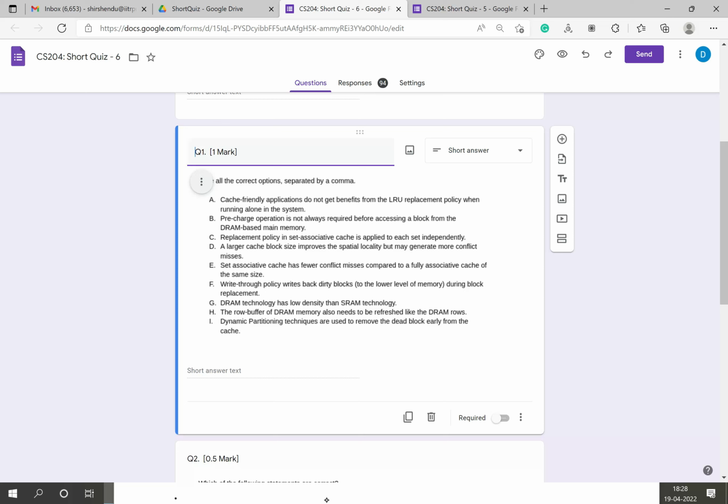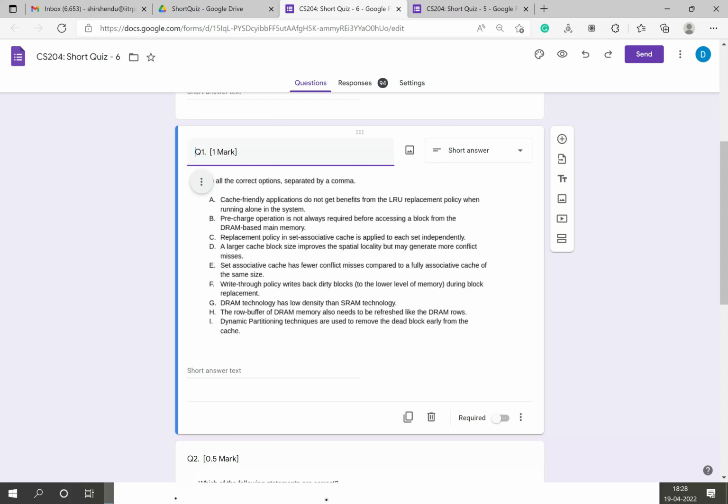DRAM technology has lower density than SRAM technology. That is also false. DRAM has high density, almost 8 times higher than SRAM. The row buffer of DRAM memory also needs to be refreshed like DRAM rows. That is again false, because row buffers are designed with SRAM technology and do not require refresh. Dynamic partitioning techniques are used to remove dead blocks early from the cache. That is also not correct. Dynamic partitioning is used to fairly distribute the last level cache among all applications, with no direct connection to dead blocks. So only B, C, D are correct.